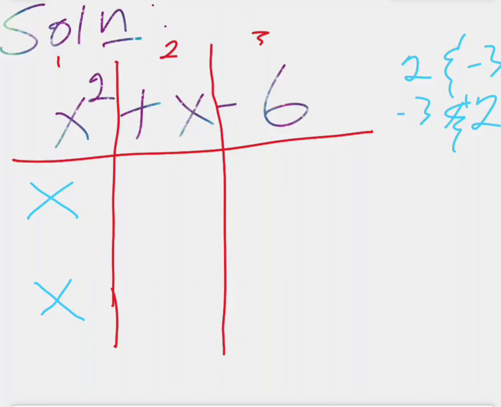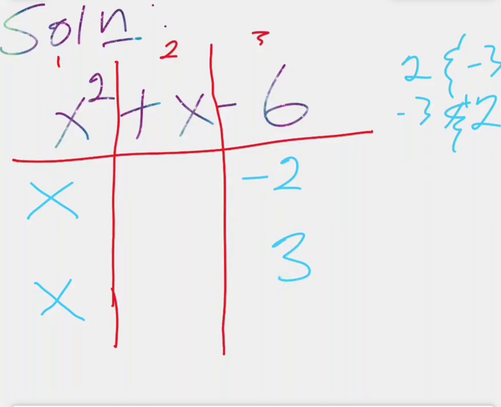If the middle term is negative, then make sure that the greatest number will be negative. If the middle term is positive, then the greatest of these two should be positive. So here, because the coefficient of the middle term is positive 1, the greatest number is going to be 3. So I'm going to have negative 2 and 3.